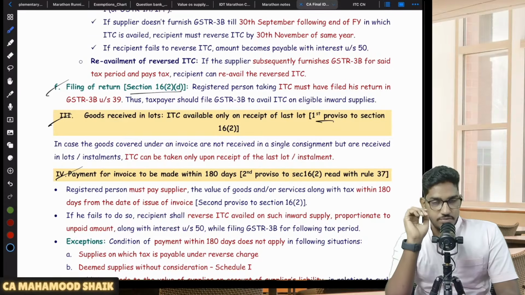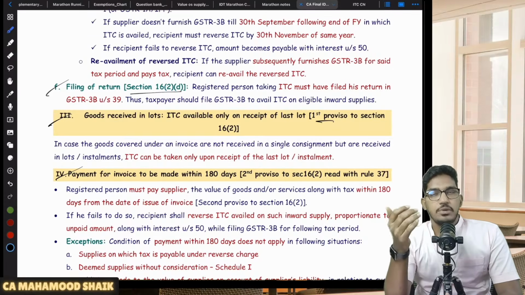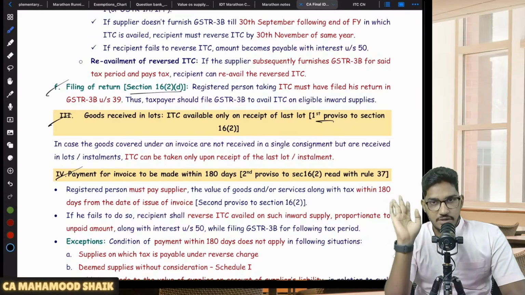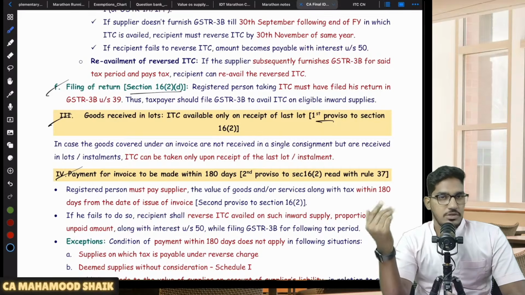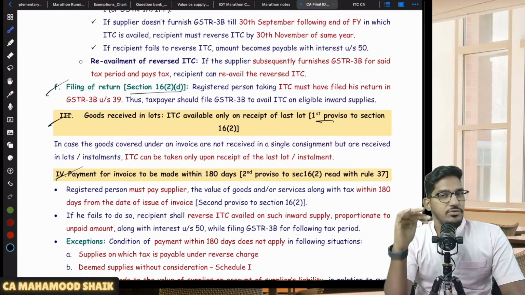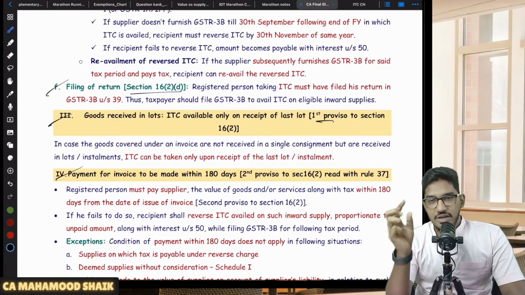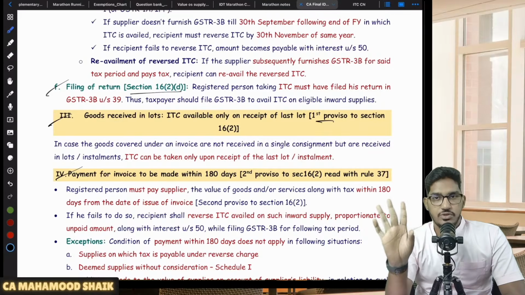Let us say I have ordered 100 quantity of goods, but I am getting them in 5 lots, spread across different months. Can I avail full ITC on receiving the first lot? Or am I required to apportion my ITC for each lot and claim a proportionate amount? Or should I wait till I receive the last lot to claim the ITC? Which is the correct option? The last option.